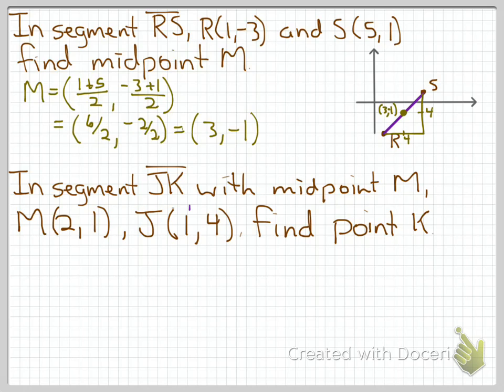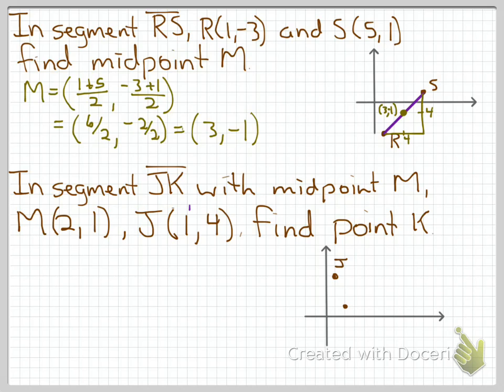Now the second example here is a little bit different, and we have to be careful. We have to read the instructions. It's telling us we have segment JK with midpoint M, and then they give us two points, M and J. Sometimes we can be really careless and say, oh, those are automatically my points, plug them in and solve. But what this one's actually saying is, you know the midpoint already, you need to find another endpoint. So if I have 2, 1 and 1, 4, let me try this again: 2, 1 and 1, 4 there.